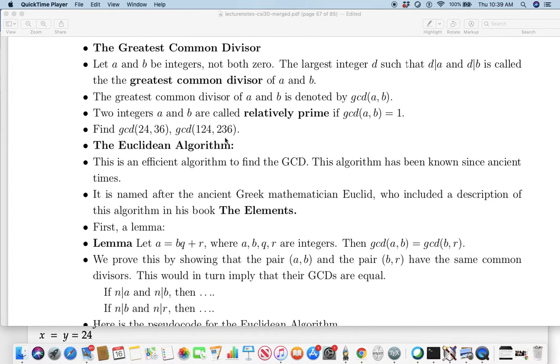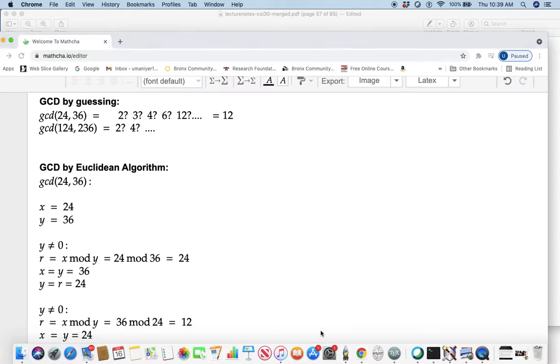Find GCD of 24 and 36. Find GCD of 124 and 236. So let's go through by guessing.